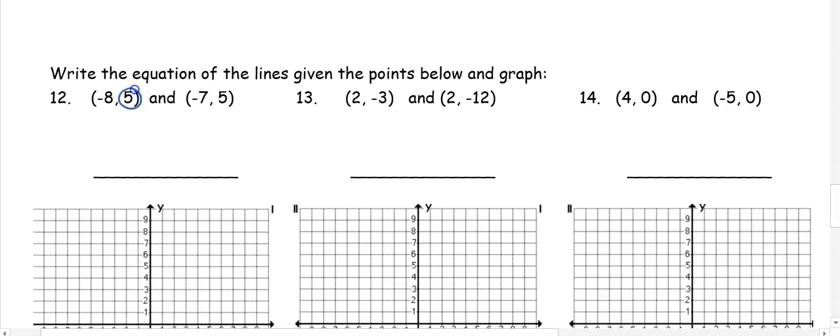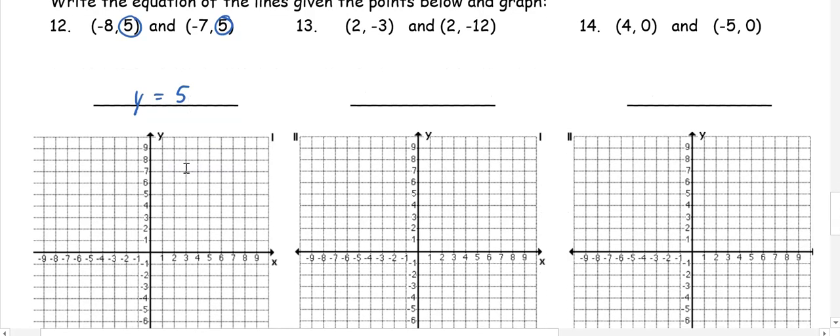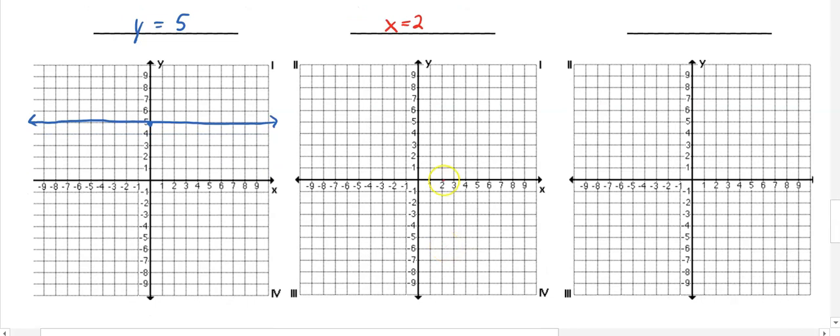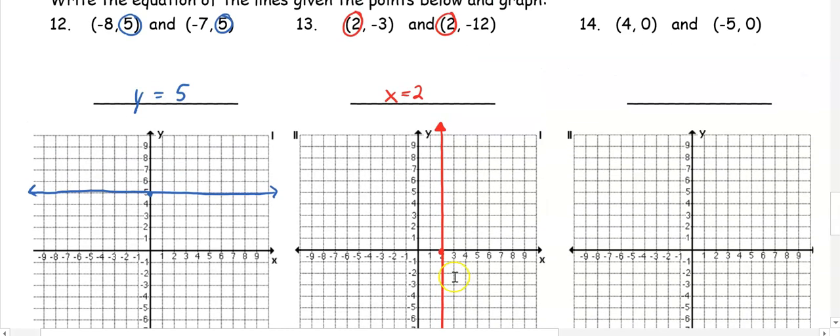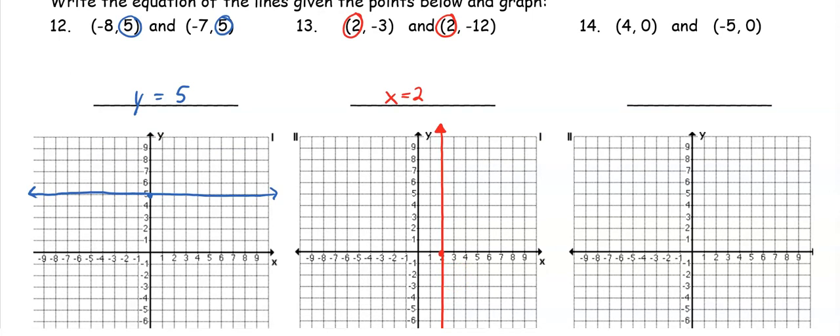In number 12, we have the 5s repeating, which is the y coordinate. So our equation would be y equals 5. And then we would just go to y equals 5 and put our line through. In number 13, the x coordinate is repeating, so we would have x equals 2. So we would put 2 on the x-axis and then pass through that point. In number 14, the y coordinate is repeating as 0, so y equals 0. And then we would have a horizontal line going through that.